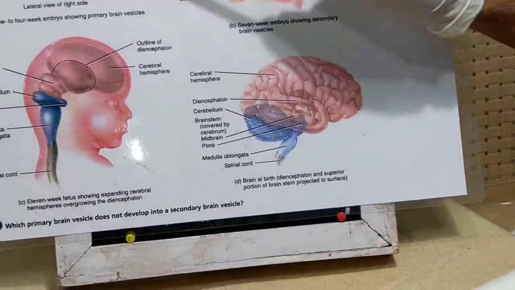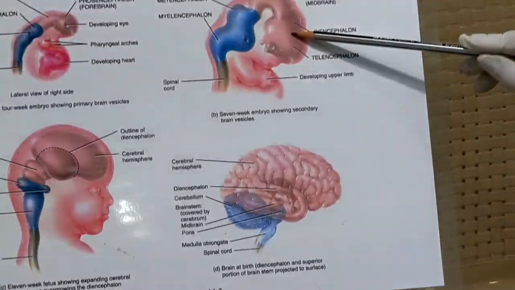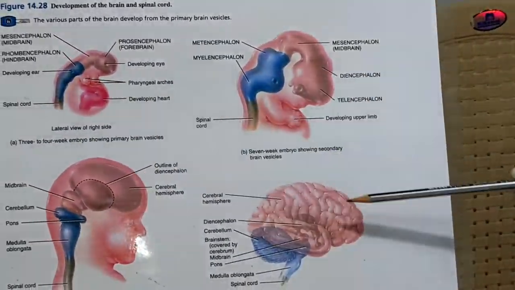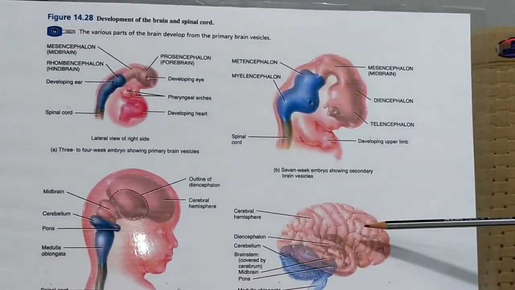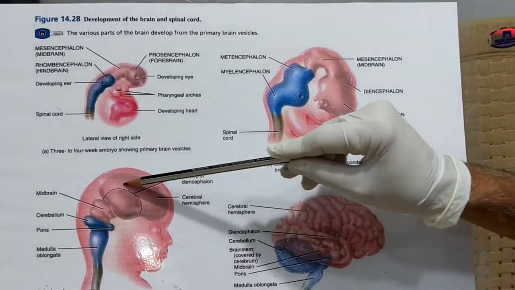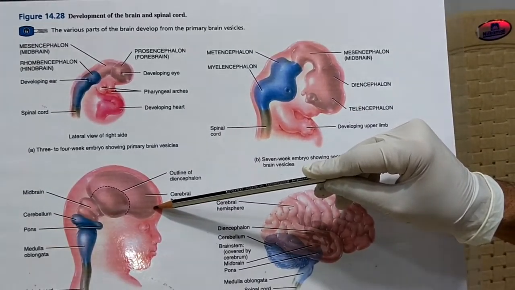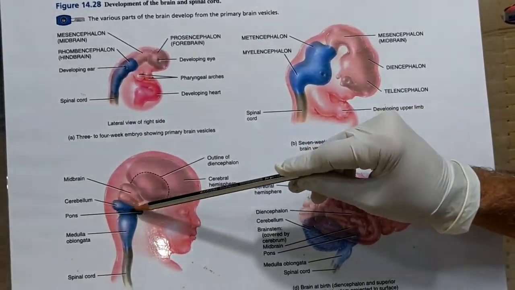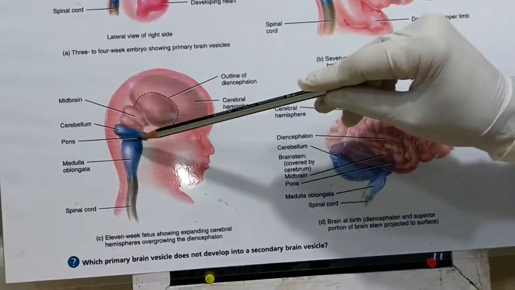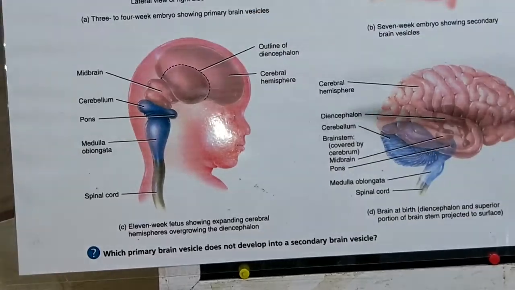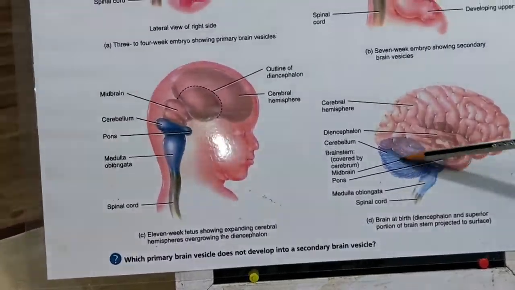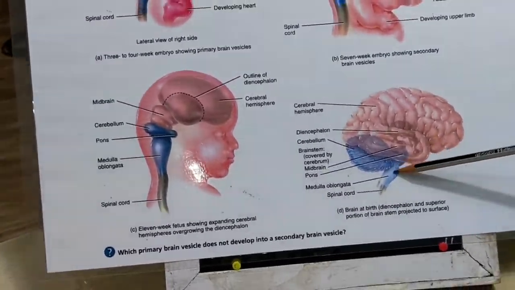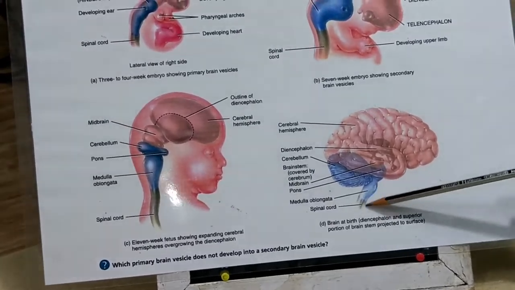So imagine, the forebrain develops this much, and all this is forebrain. You can see very clearly here the cerebrum, and you can also look at the cerebellum. You have the cerebrum here and the cerebellum here. All parts are well developed, and the medulla oblongata and the spinal cord.